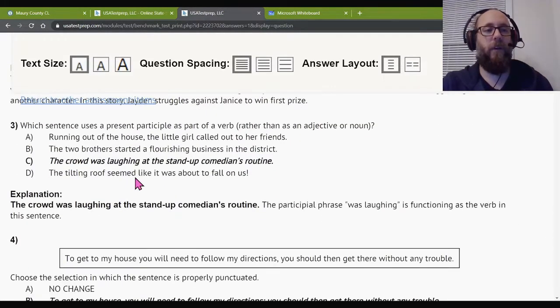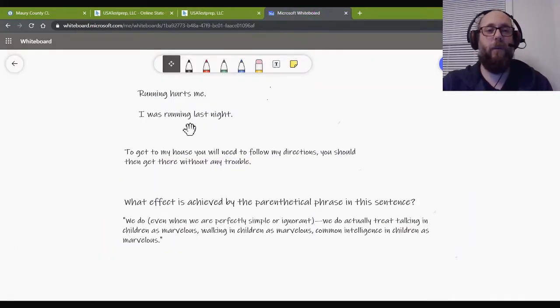Let's look at number 3 together. Which sentence uses a present participle as part of a verb rather than as an adjective or noun? I know why you got this one wrong. Because we haven't talked about a participle, have we? No, we haven't. So I know why you got this wrong. That's my fault. Let's take a look at the whiteboard here.